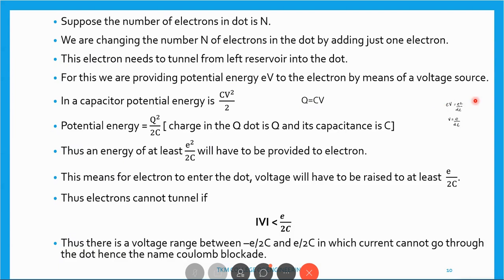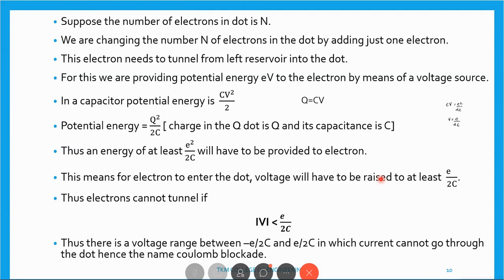So we are discussing here in terms of energy, eV is equal to e square by 2C. So what will be the voltage? V is equal to e by 2C, right? So the minimum voltage which we have to provide will be e by 2C. So what happens if the voltage is less than e by 2C? Electrons cannot tunnel from the reservoir to the quantum dot.